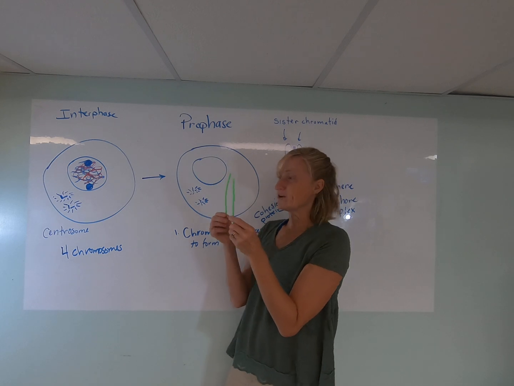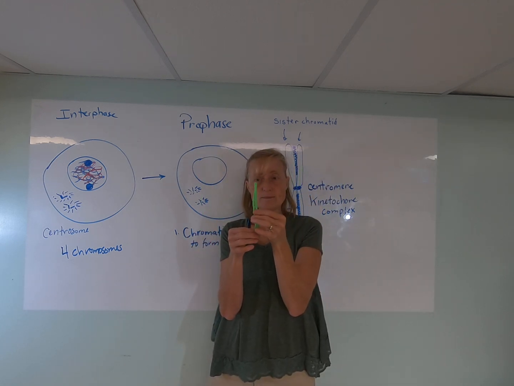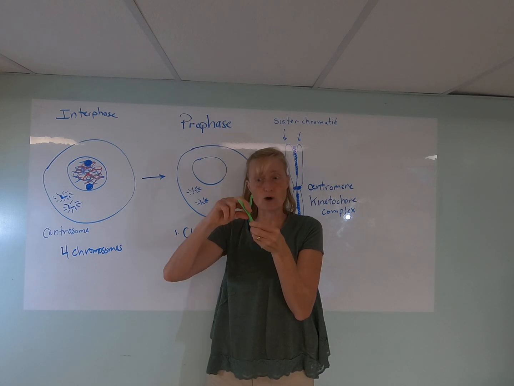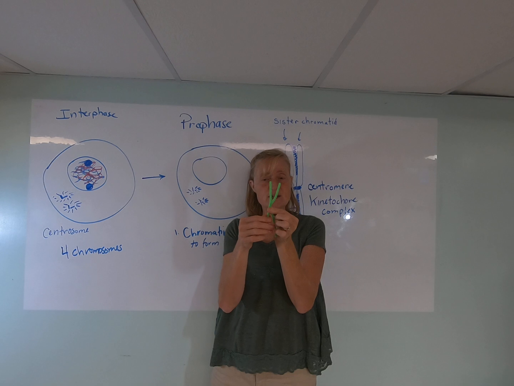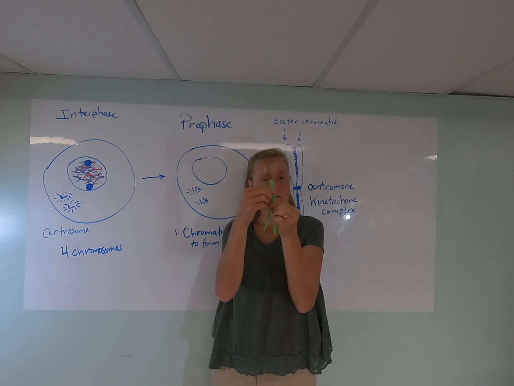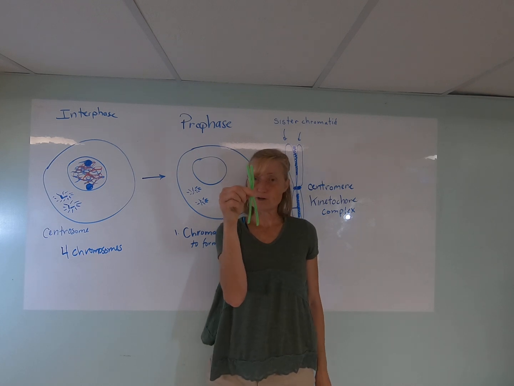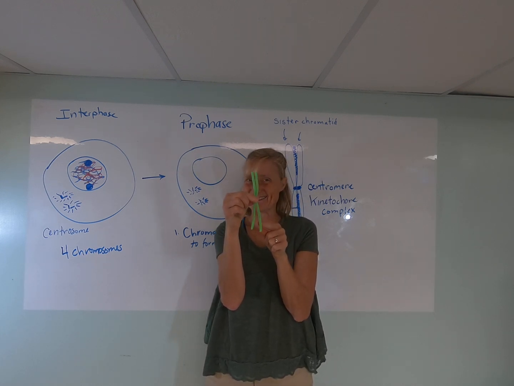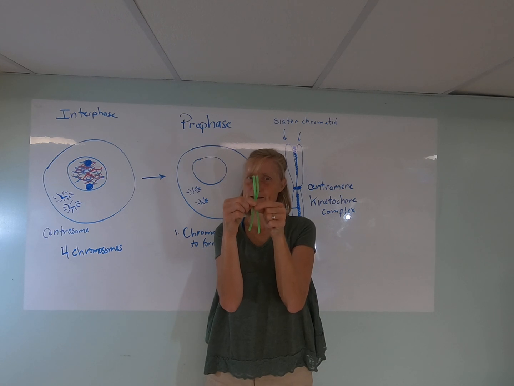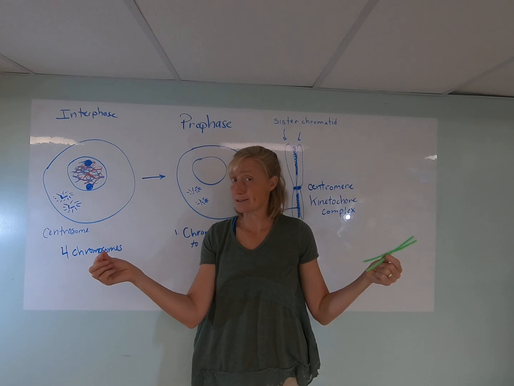During prophase of mitosis, the genetic material coils up so that we can see them as chromosomes, and these identical copies are stuck to each other at the centromere by this kinetochore complex. So I've got one chromosome made up of two identical copies right next to each other. Eventually, the cell is going to separate these identical copies so they end up in two different cells.